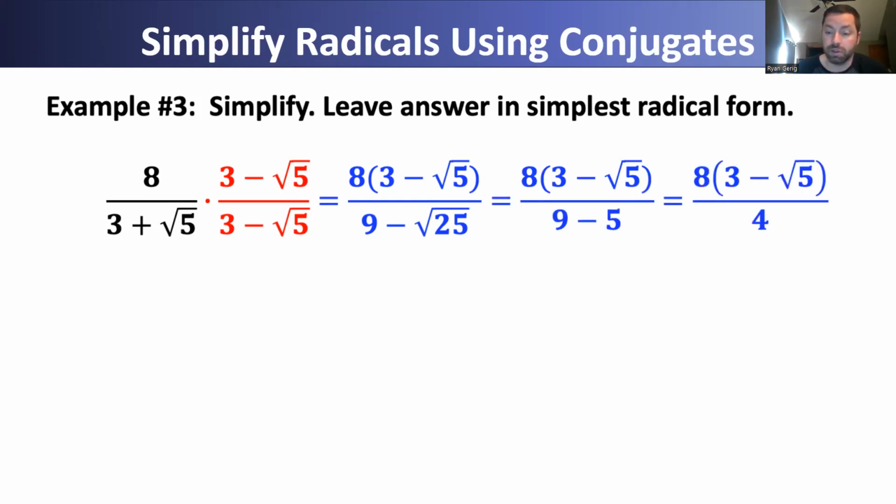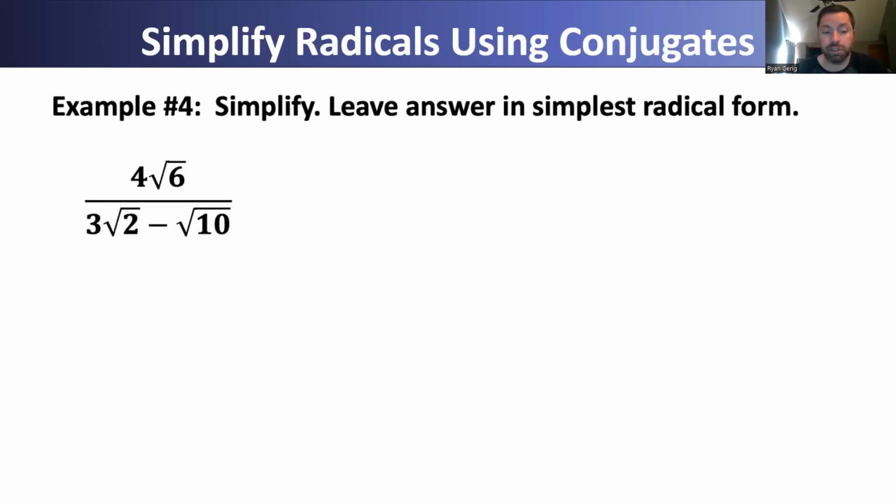Now, I know that 8 is being multiplied by 3 minus radical 5, but 8 is on the outside of the radical, and so is the 4. We can actually reduce that. So now I have 2 times the quantity of 3 minus the square root of 5. Distribute, and we're done. So 2 times 3 is 6, minus 2 radical 5, and that's done.